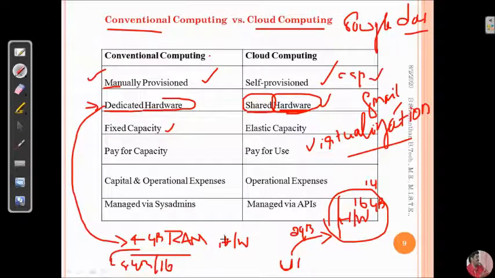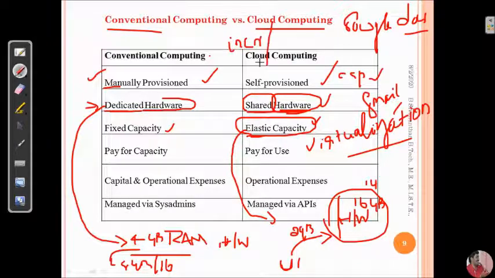But in the case of cloud computing, it is elastic capacity. Elastic in the sense that I can scale up or scale down. Just listen properly. Elastic capacity means that I can increase the services, increase the size, increase the hardware resources, as well as decrease the hardware resources. The increase is nothing but scale up.